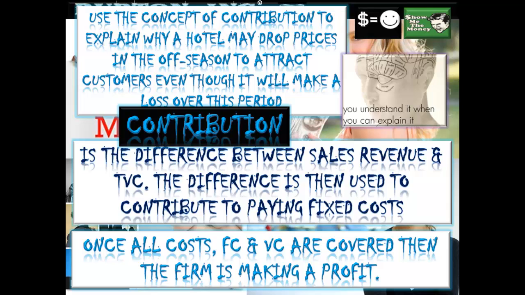It's making some sort of contribution there, helping out, and then in the on-season, when they can ramp up and the business starts humming again, those little payments towards those fixed costs have already been made, and once all costs, fixed costs and variable costs, are covered, then the firm is making a profit. So it helps accelerate the firm towards making the profit, even if technically it is making a loss because it's not quite covering its fixed costs in that off-season.